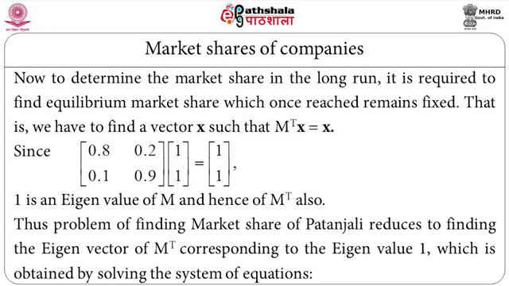What do you mean by equilibrium market share? One which, once reached, remains fixed. That is, we have to find a vector x bar such that M transpose x bar is x bar. So, if M transpose x bar is x bar, if I want to find that, then since this is your M, what exactly is it?